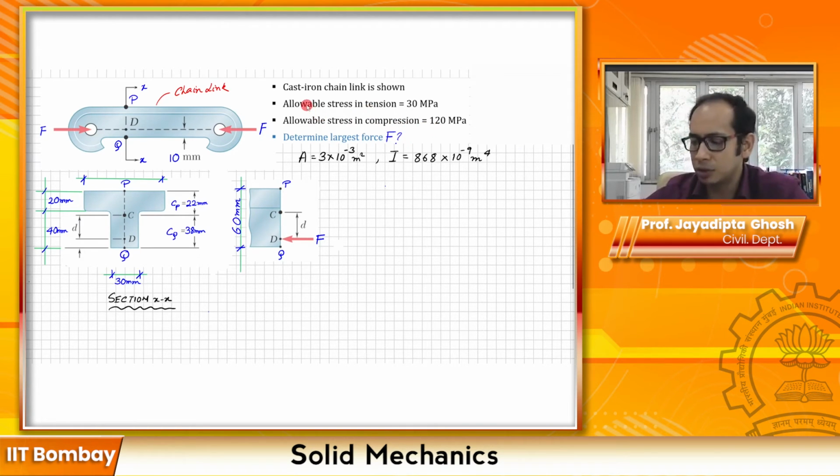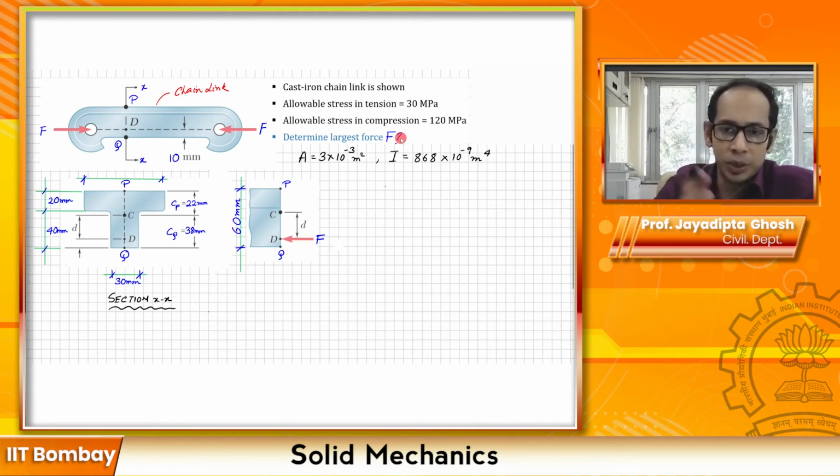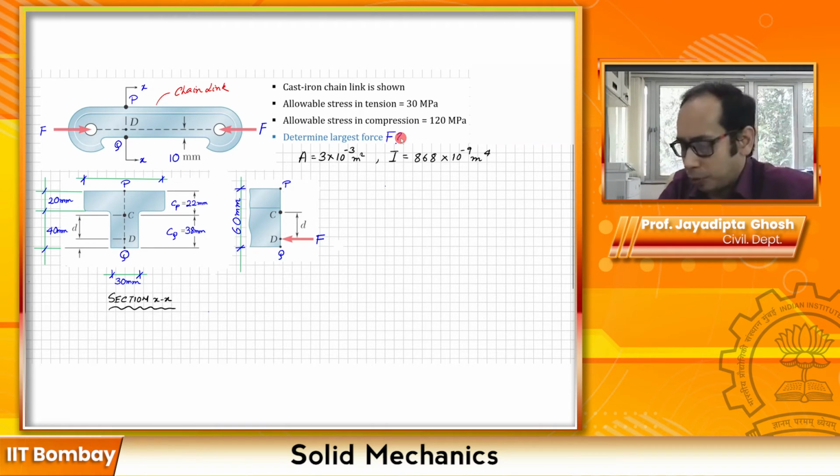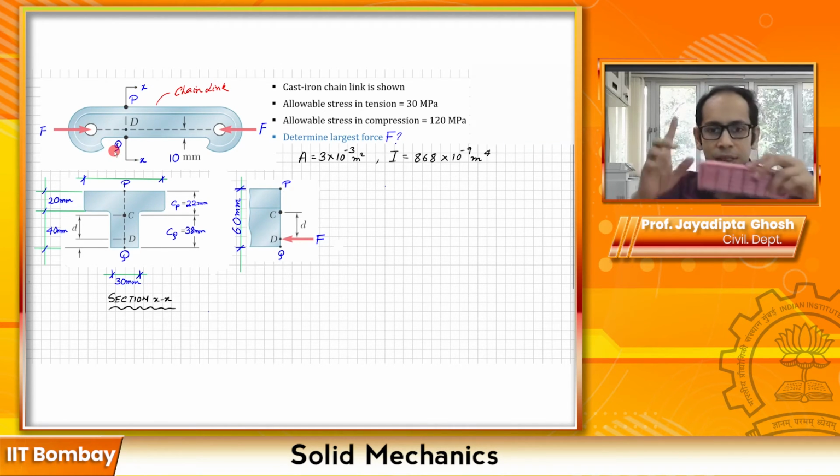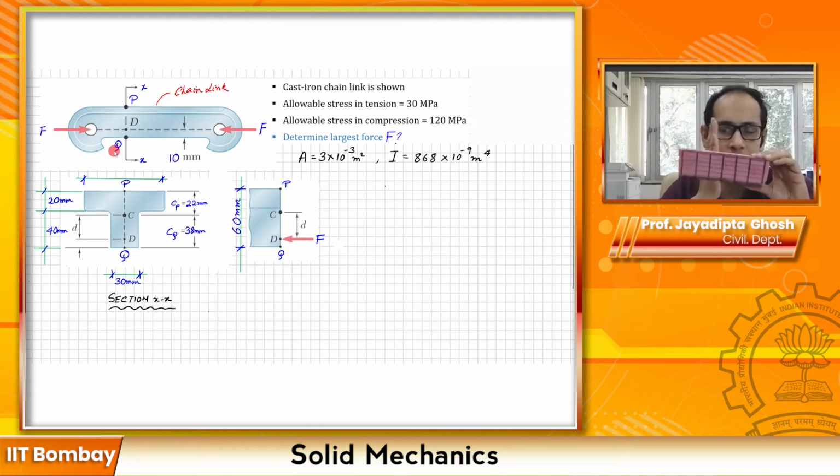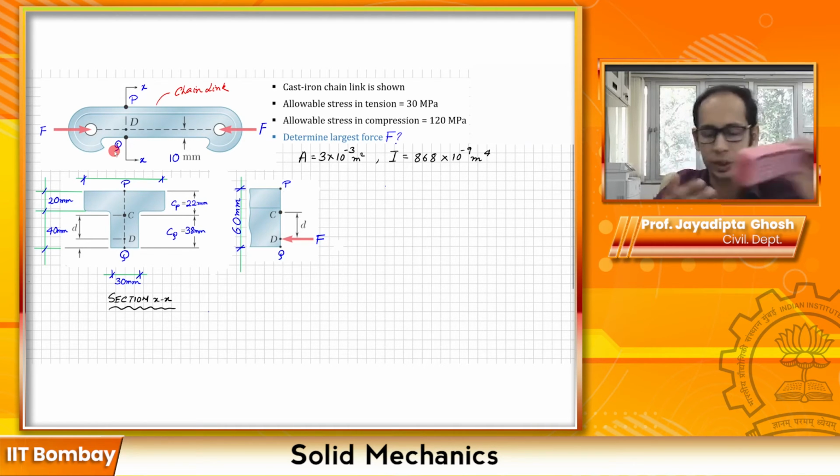As is typical of this problem, since you're given the allowable stresses, you're asked to find the largest force that you can apply so that these allowable stresses in either tension or compression are not exceeded. Now let's see what we are given in the problem. You're given the chain link, and at any particular section XX, if you take a section somewhere and look at it, this is the cross section of the member. See the first figure, it shows how the cross section looks. In the cross section you have these points again, that is P and Q, the top and the bottom.